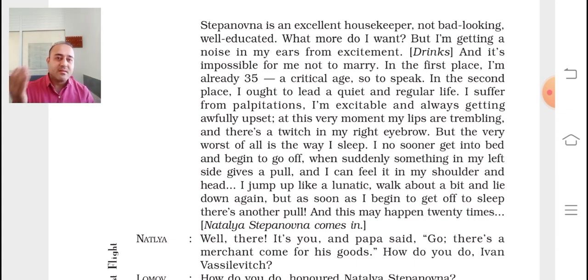So these are the limitations or negative things in Lomo himself. He's thinking about all these things, and at the same time he was thinking about Natalia also, that she is a good housekeeper, not bad looking, which means she is good looking, and well educated. So he thinks that Natalia is a perfect match for him.